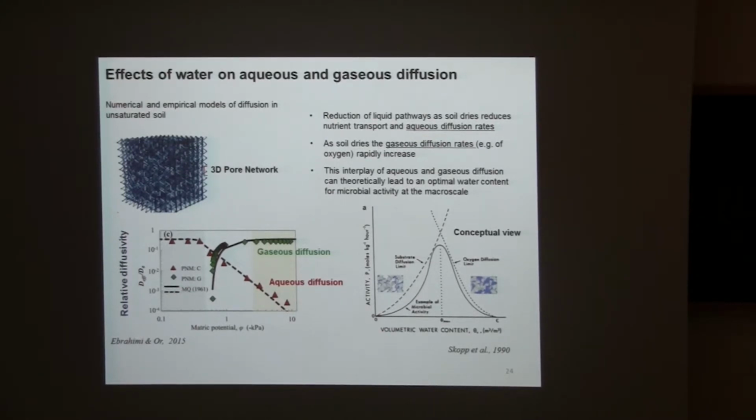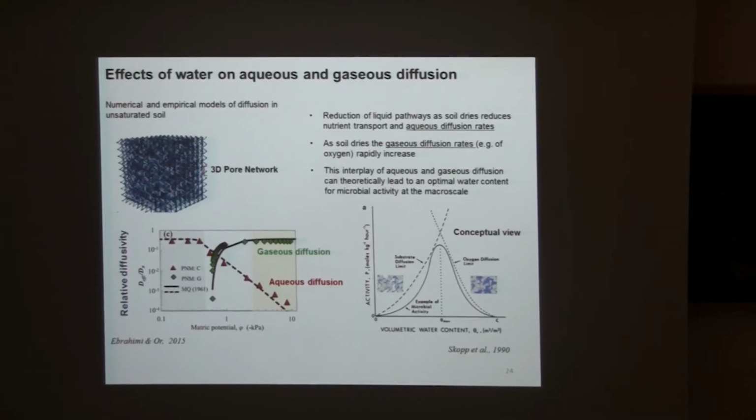Now you have the other side of the coin, which is that as soil dries, gaseous diffusion rates increase. For instance, oxygen diffuses, and the medium becomes aerated. So this is gaseous diffusion here. Again, this time you have the opposite picture. As soil dries and matric potential decreases, you have this jump in gaseous diffusion. Because of course, oxygen diffuses much faster in air than in water. It's about, I think, 10,000 times faster.